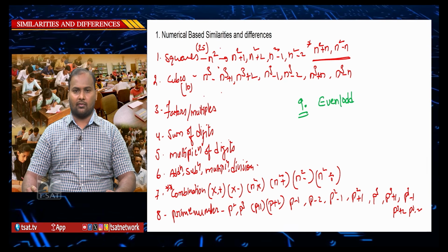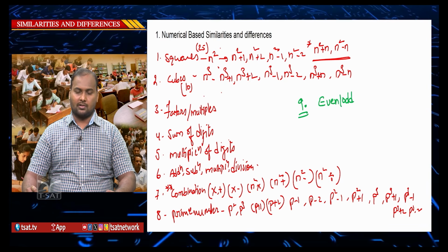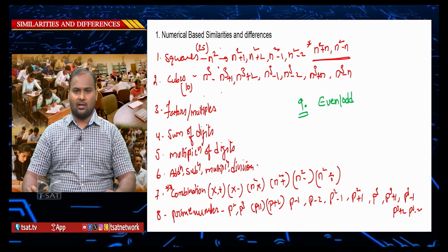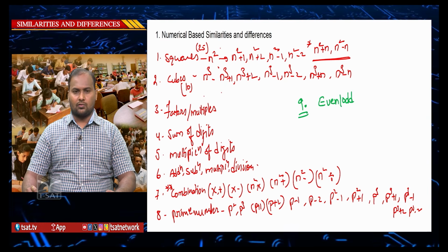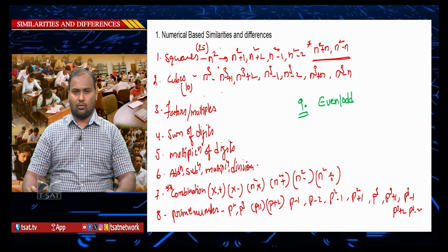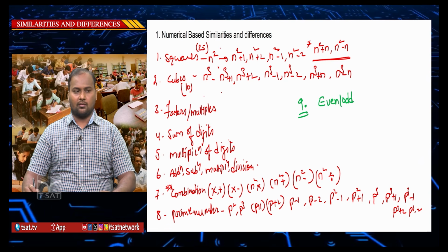Followed by different types of prime numbers, where 3 options will be similar in prime numbers and 1 will be different. Followed by the last type, that is the 9th type, even or odd. So now once we know all these things, let's try to apply this logic to the questions and get the answer. Let's see the first question.